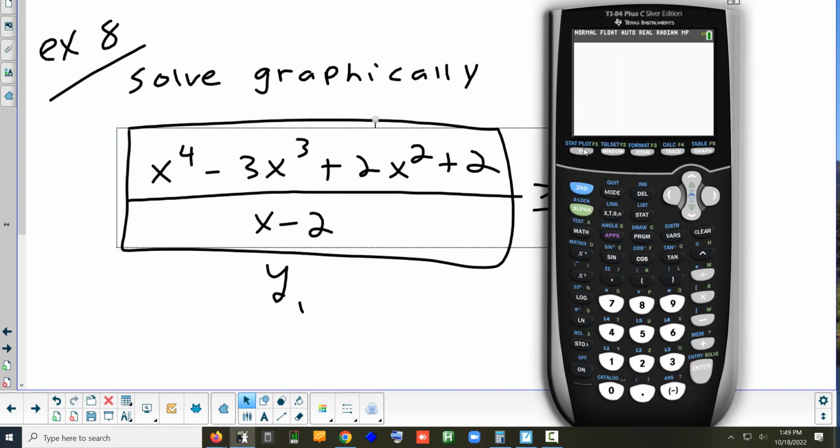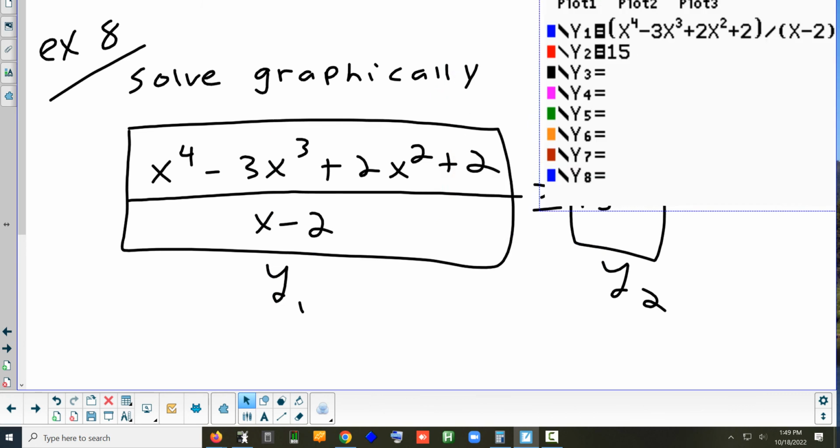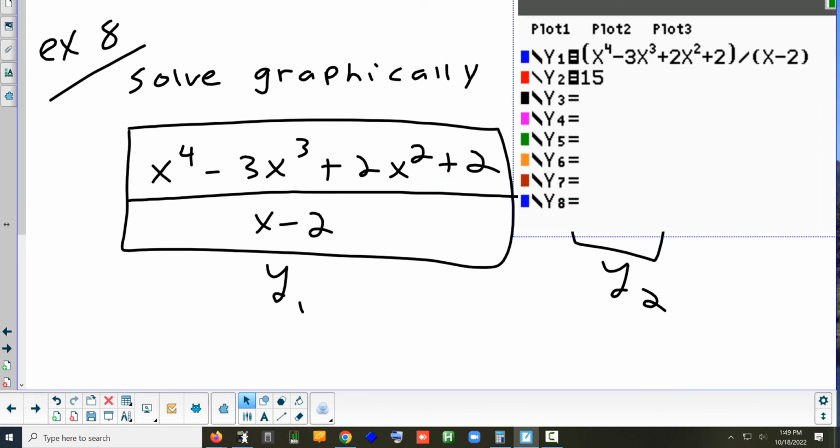To type that in, you will need parentheses around the numerator. So x to the fourth minus 3x cubed plus 2x squared. So that's exactly what you need to type in.